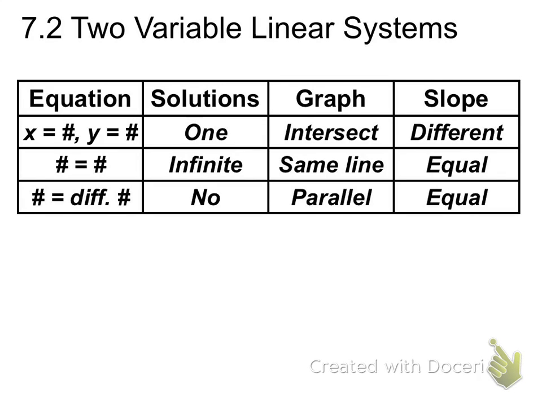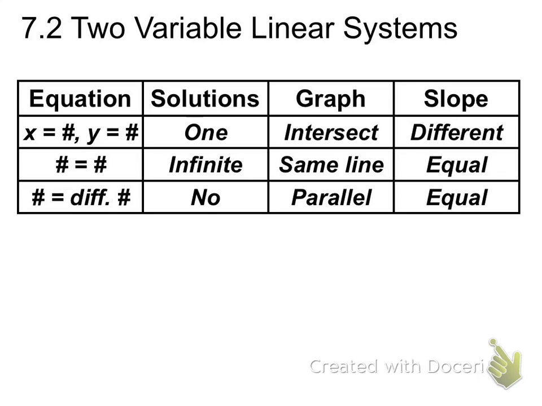Section 7.2 on two variable linear systems. All of the systems that we're looking at in this section are linear. There are three different situations that we can come into when we're solving these systems. First, we could get an x equals some number and a y equals some number, which means that there's one solution and that those two lines intersect at one point. That would also mean that the slope of those two lines is different.